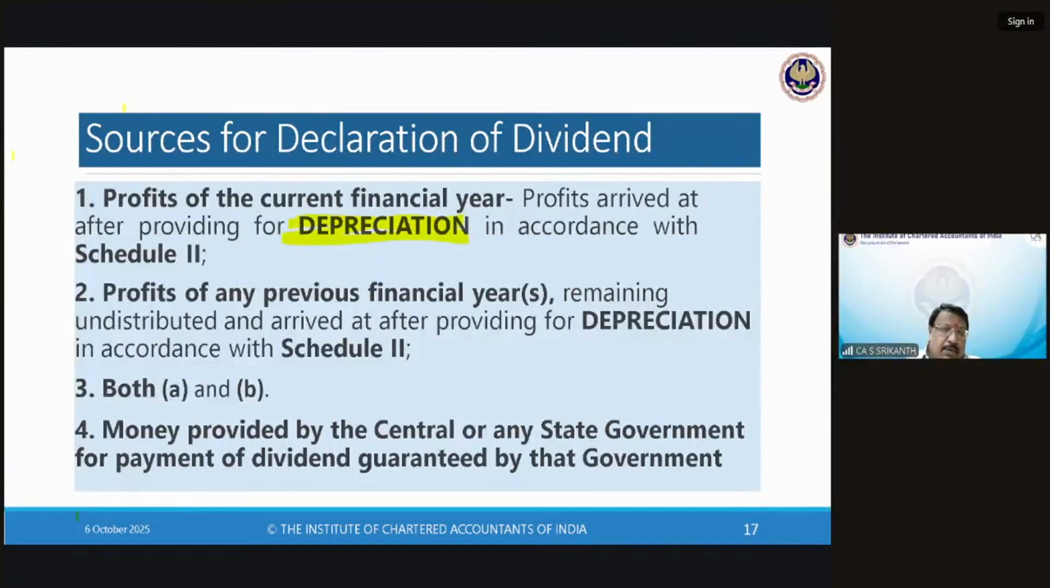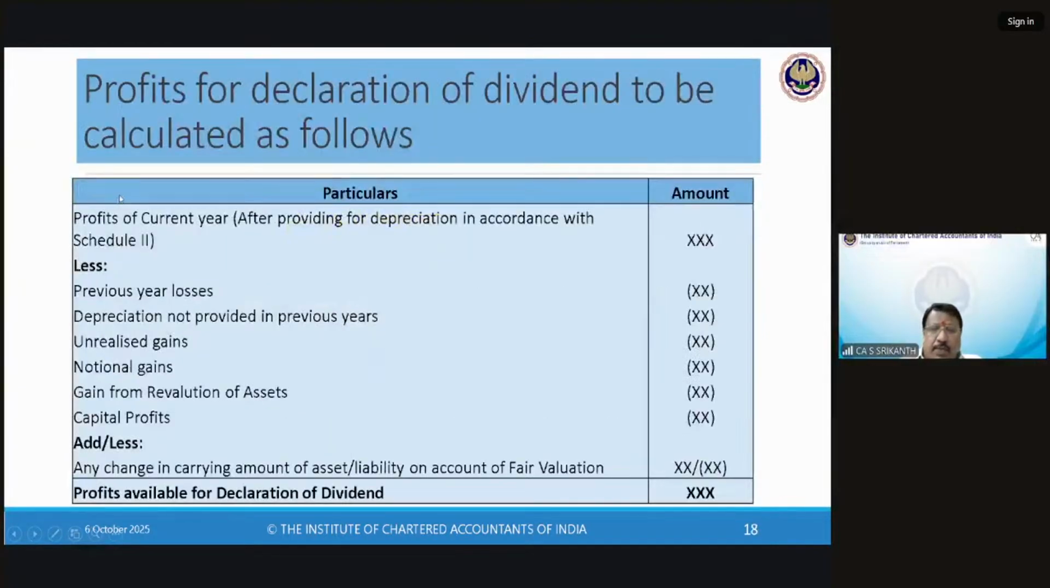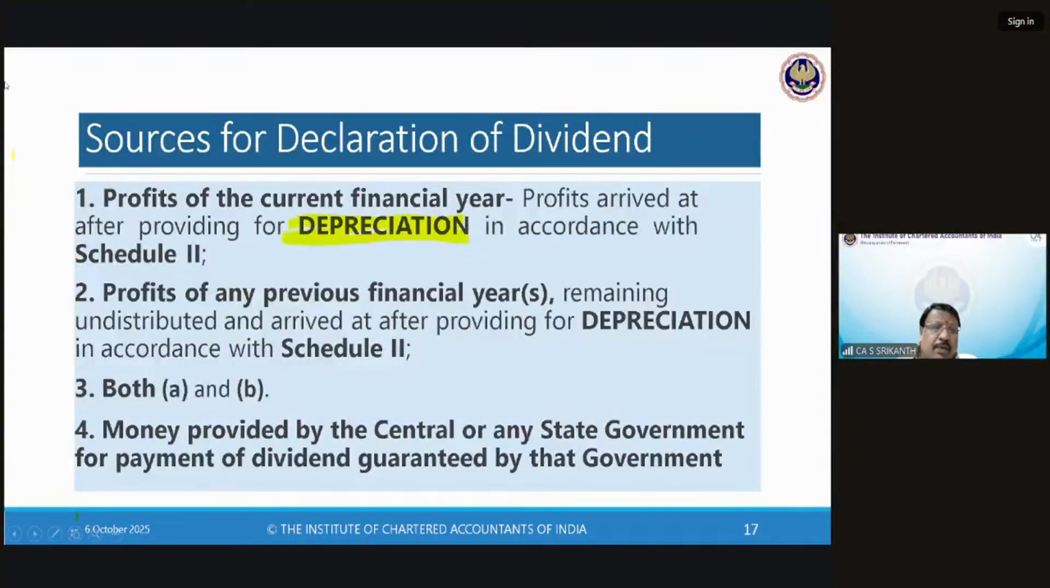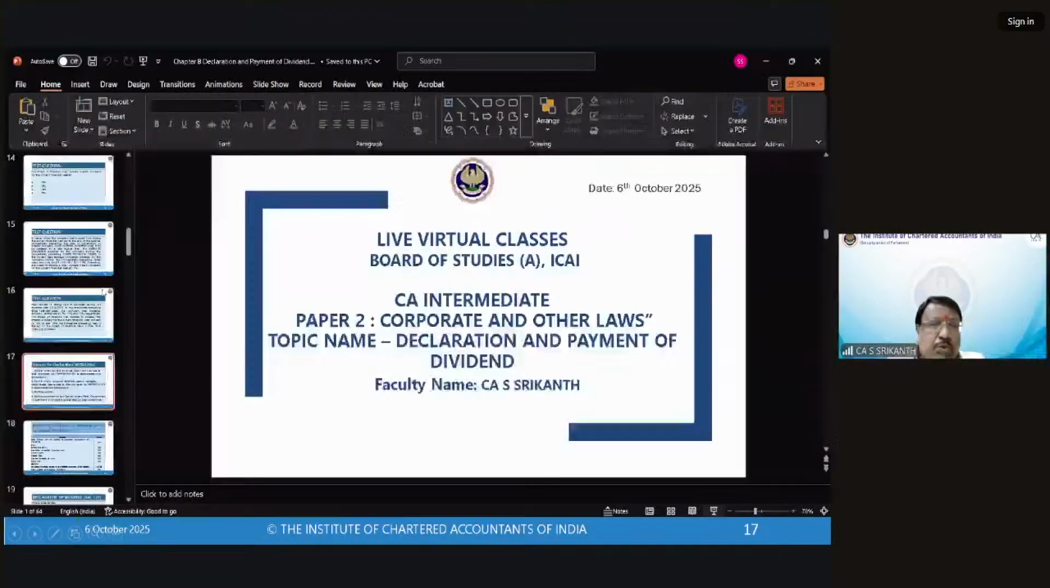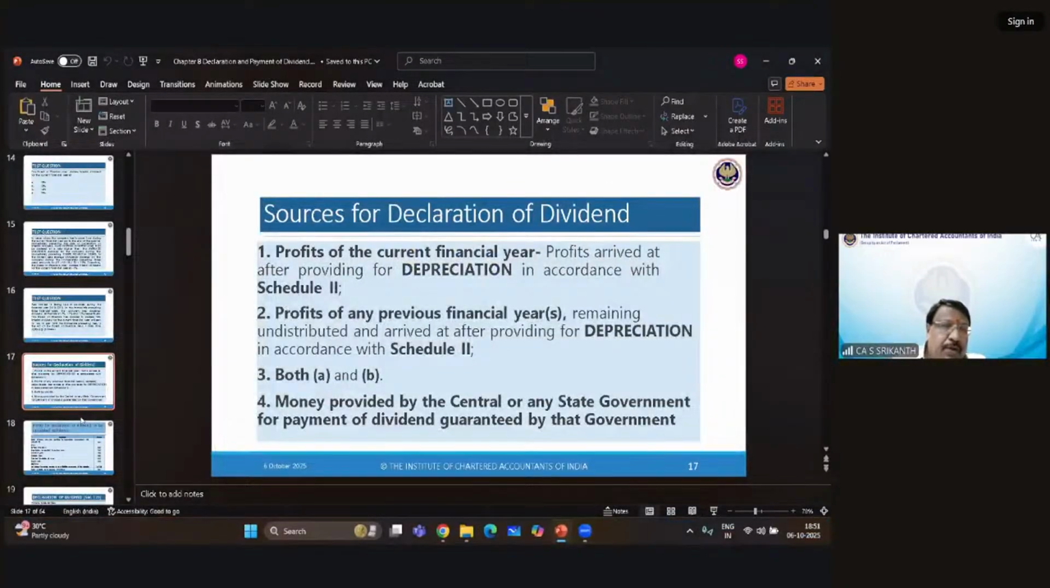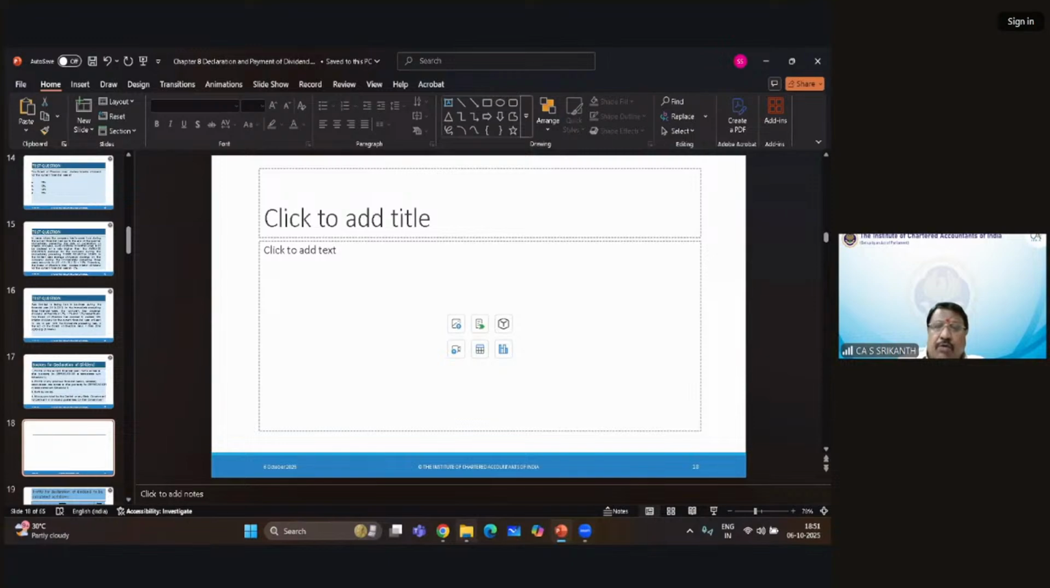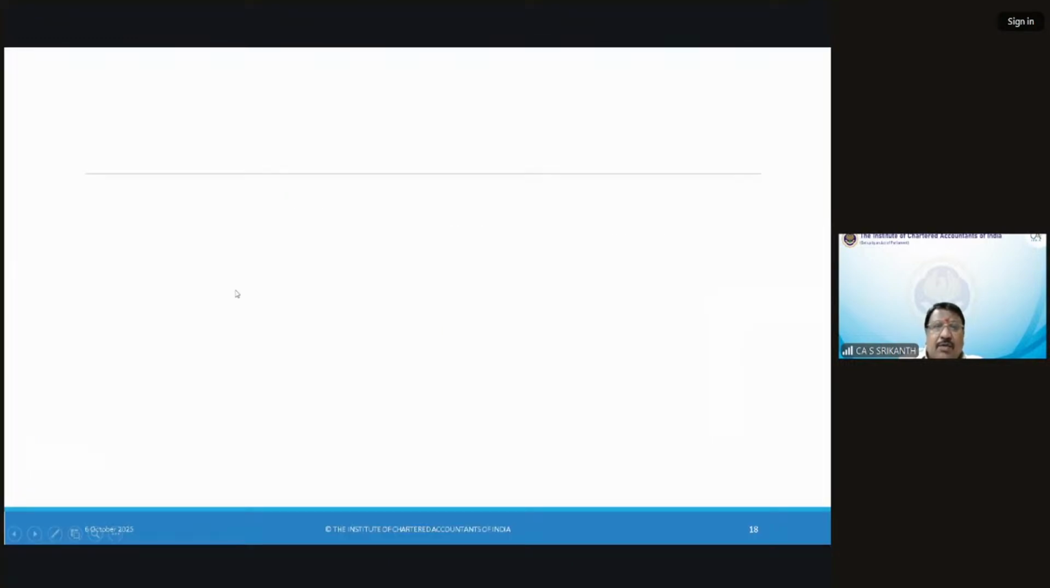Sir, what is depreciation? Depreciation, now we have clearly understood what is depreciation. Depreciation is nothing but distribution of the cost of the asset over its useful life. Correct? Distribution of the cost of the asset over its useful life.